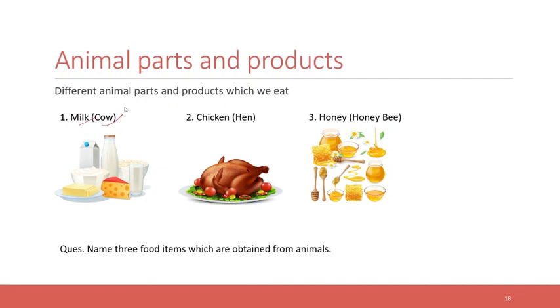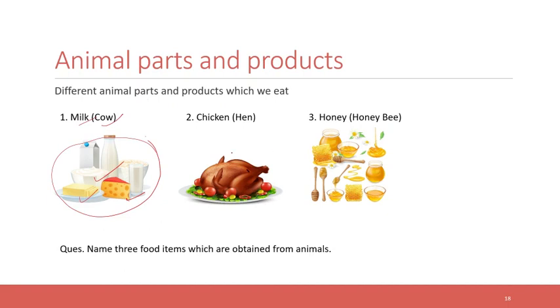And we also make different products from milk, right? We make cheese, we make butter, we make curd. These all things are made from milk. These all are milk products. And from where do we get milk? We get milk from cow, buffalo, goat, right?